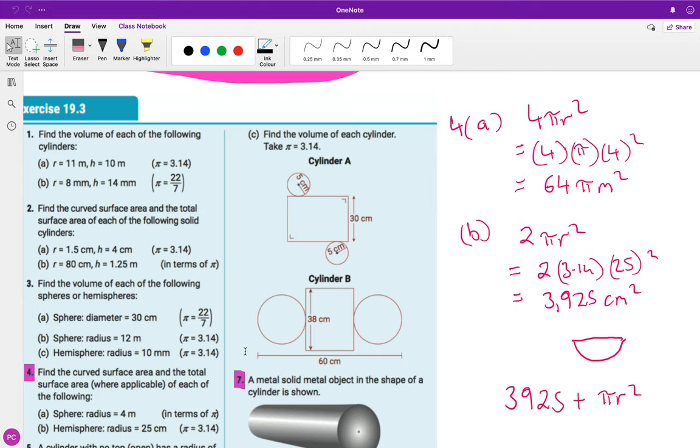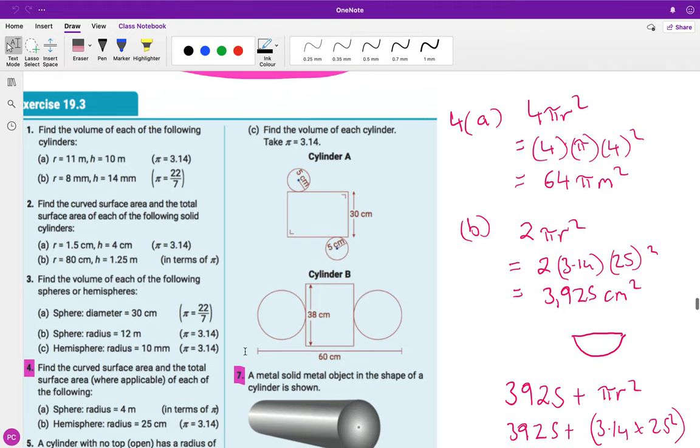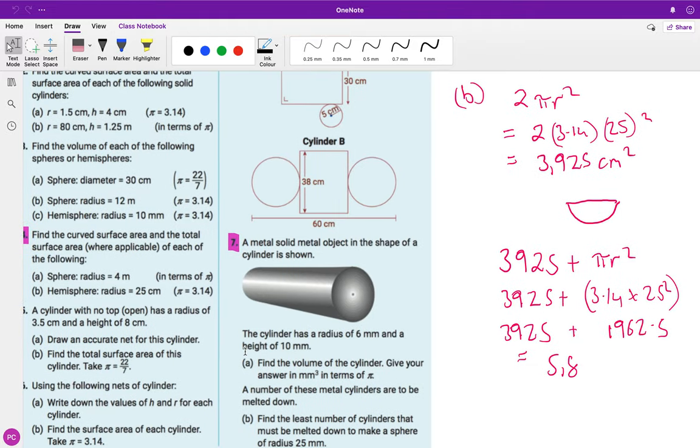So that's going to work out as 3,925 plus 3.14 by 25 squared. Okay, so we work that out, and this works out as 1962 and a half. Add back on your 3925, and that's going to give us 5887.5 centimeters squared.